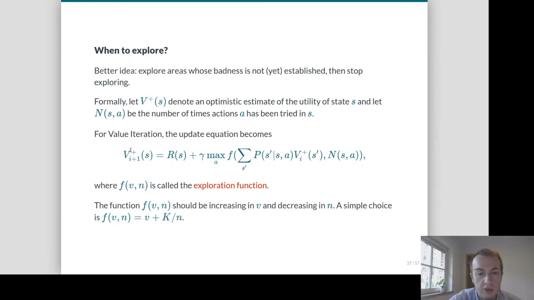So for example, with value iteration, we would improve it by making this value iteration update. The optimistic estimate of the utility of a state S at the next iteration i plus 1 would be equal, for example, if you observe a transition and a reward in state S, to that reward plus the discounted utility of now some function of the expected optimistic utility for the next state S prime, V plus. And this function also depends on some other value n, which corresponds to the number of times action A has been tried in state S.